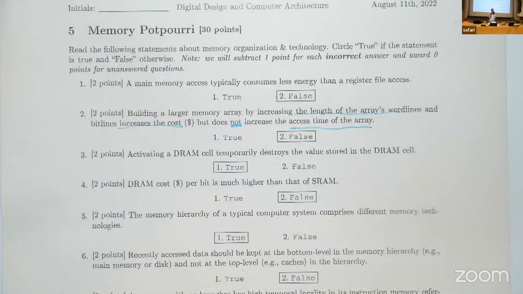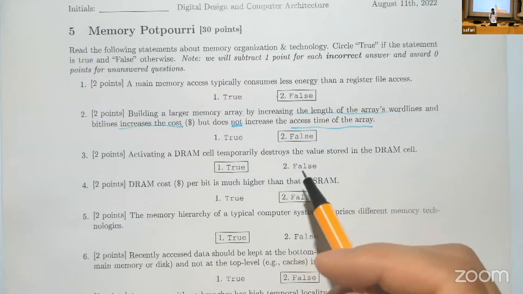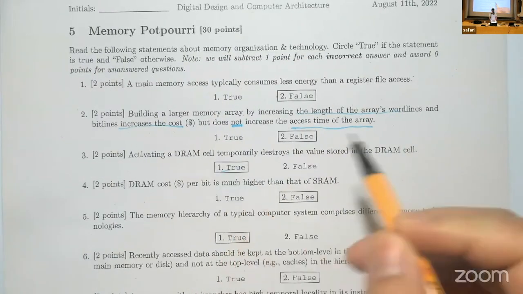But what happens is if we wait for a little longer, the sense amplifiers will be enabled and then write the value back to the cell. So temporarily the value is destroyed, but it will be written back. And that's why this is true.